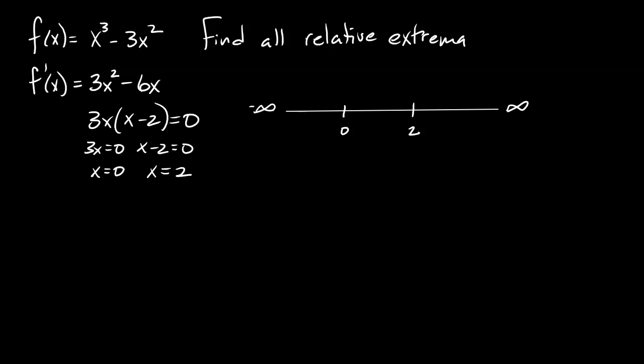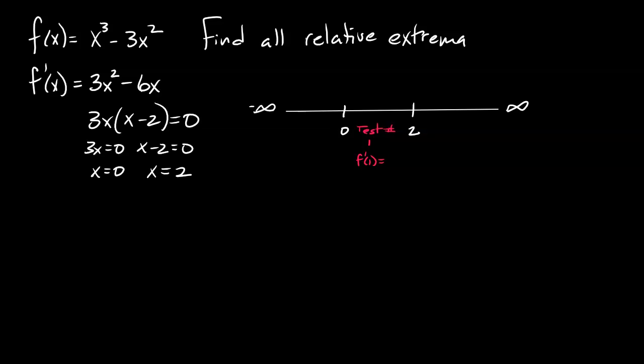Well, I said 0 to 2, but that's all right. Perfect. Because it's the easiest number possible. So we're going to use 1. And we want to figure out if f prime of 1 is positive or negative. So then I go to my derivative.